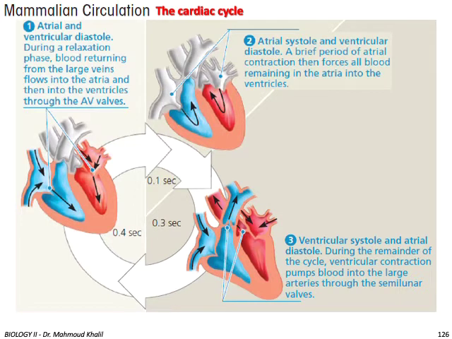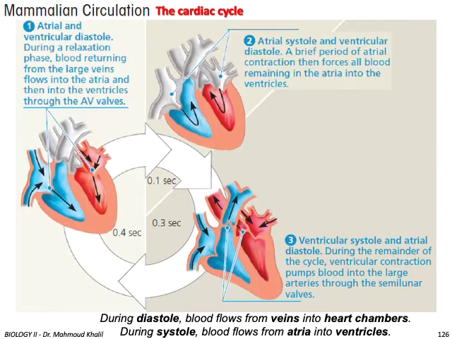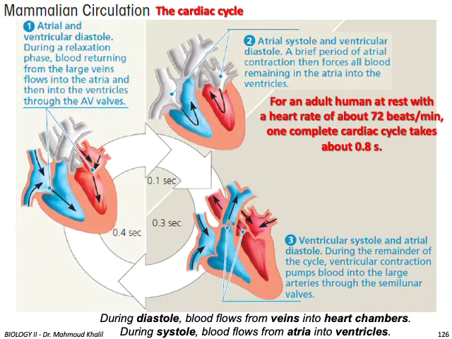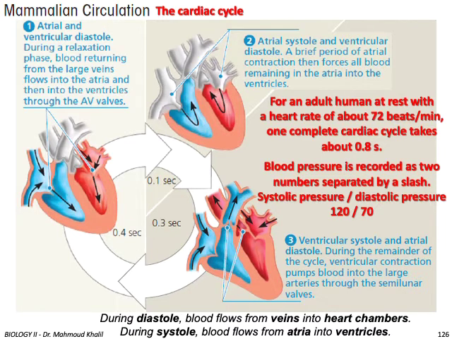through the semilunar valve. So the ventricle will pump blood, either blue or red, through the pulmonary arteries or through the aorta. Keep in mind that during diastole, blood flows from veins into the heart chambers, while during systole, blood flows from the atria into the ventricle. For an adult human at rest with a heart rate of about 72 beats per minute, one complete cardiac cycle takes around 0.8 seconds. The blood pressure is recorded as two numbers separated by a slash, the systolic pressure over the diastolic pressure, which for the average person is 120/70.